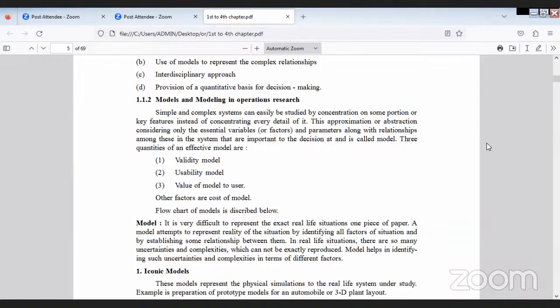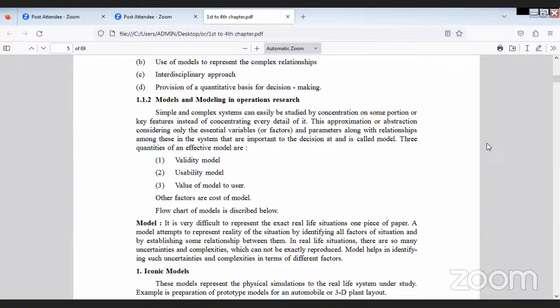Models and modeling in operations research. Simple and complex systems can easily be studied by concentrating on some portion or key features instead of every detail of it. This approximation or abstraction, considering only the essential variables, factors and parameters along with the relationships among them in the system that are important to the decision, is called a model. The qualities of an effective model are validity, usability and value of the model to the user. Another factor is the cost of the model.